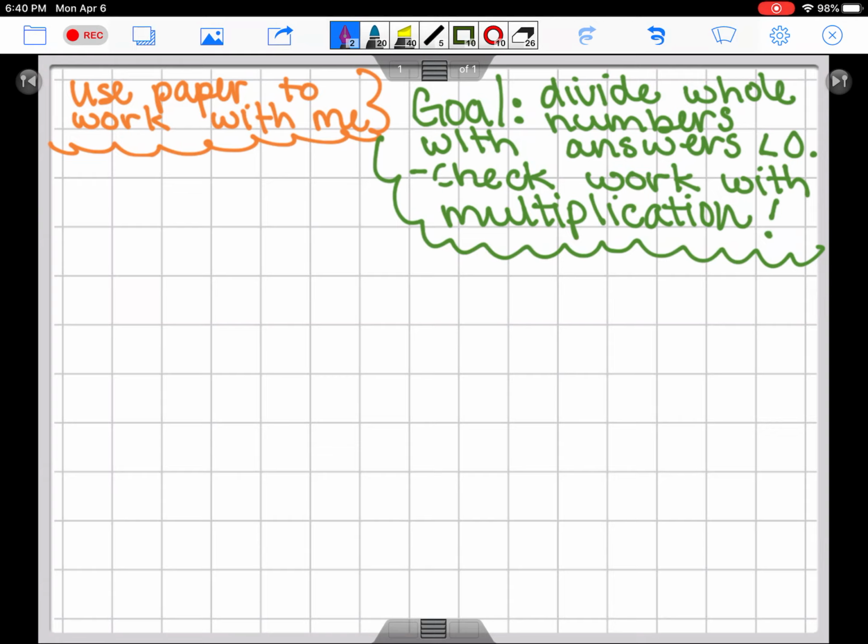I am going to write the division sentence. 1 divided by 4 equals. Now, before we do anything, I want you to look at that and decide in your head which number is the one that's being broken into small equal groups.